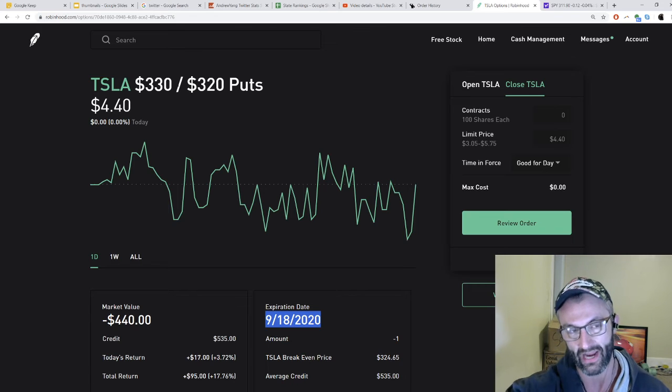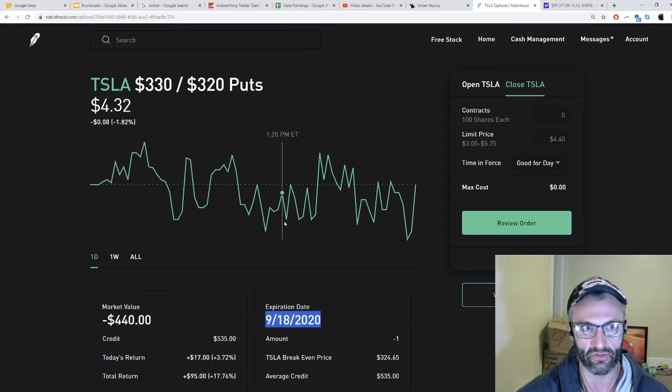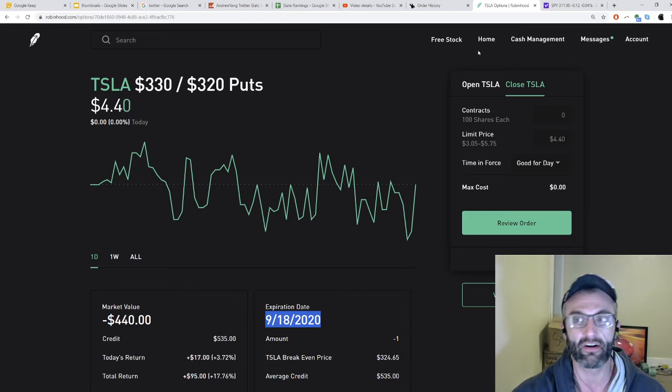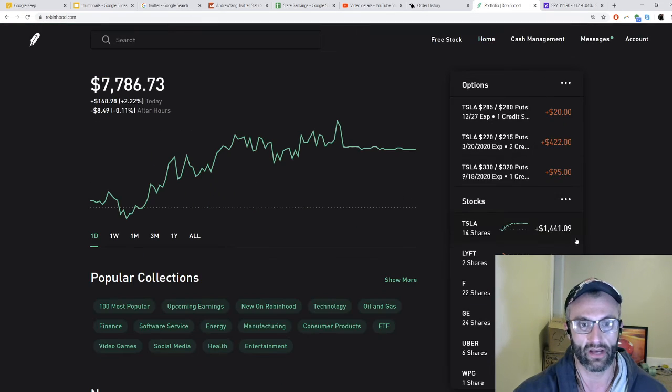The options I'm trading to generate the cash to buy more, because I'm not funding this, right? So this one right here, I've already made $95 on. And I opened it not recently. So trading these options adds to my return.